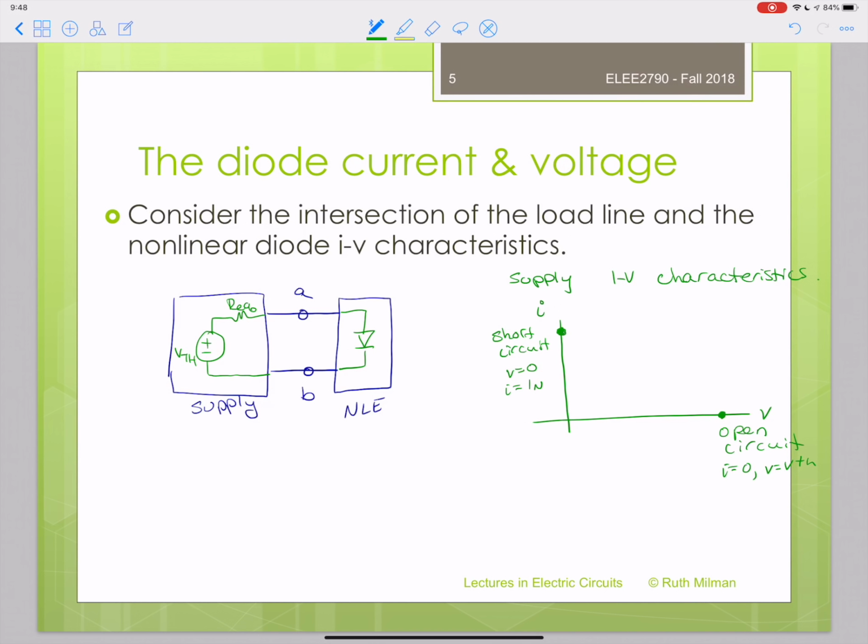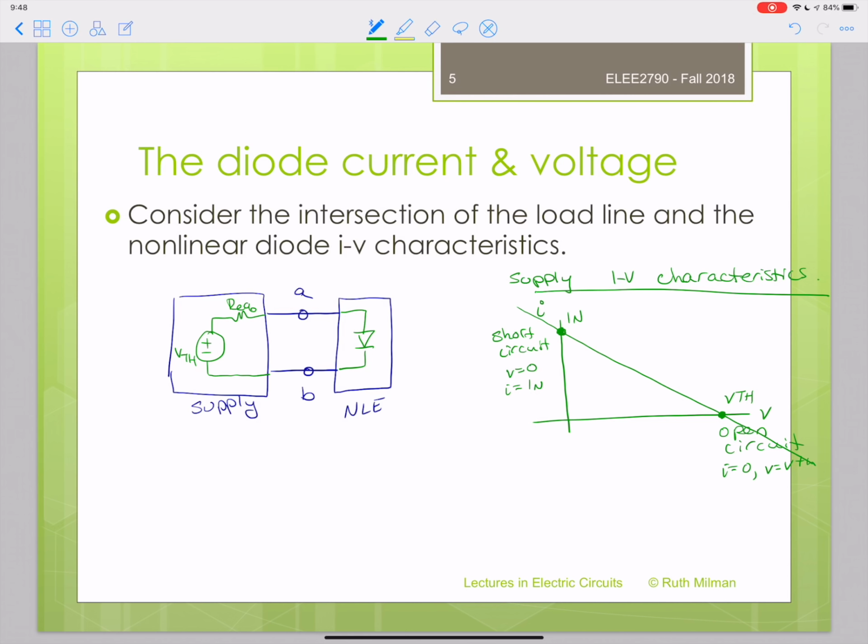Here's the point where the current is equal to 0, the voltage is equal to VTH. Here's the point where the voltage is equal to 0 and the current is equal to IN. Connect these with a straight line. This is the characteristic of the supply. And the supply always has to follow this characteristic because it's a linear circuit. Everything is connected with a straight line.